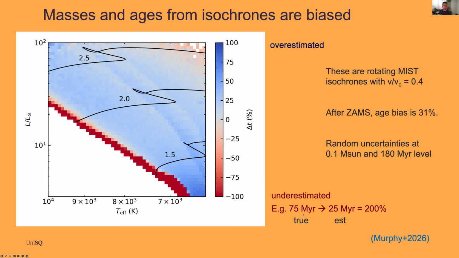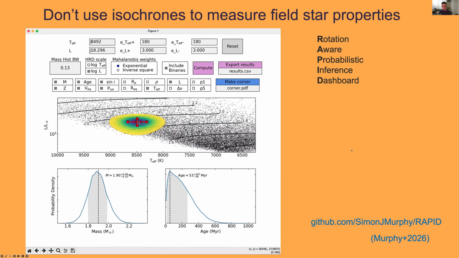So if the true age is 75 megayears and you estimate that the age is 25 megayears, that gives you a 200% underestimation. If you ignore the stars at the ZAMS, then for the rest of this diagram, after the ZAMS, the age bias comes out to be about 30%. And on top of that bias, there is basically random scatter at the 0.1 solar mass and the 180 megayear level. So please be very careful when fitting the ages and masses of field stars using isochrones. In fact, it's probably better not to use them at all. And we have provided an applet called Rapid that you can use to infer stellar parameters instead.